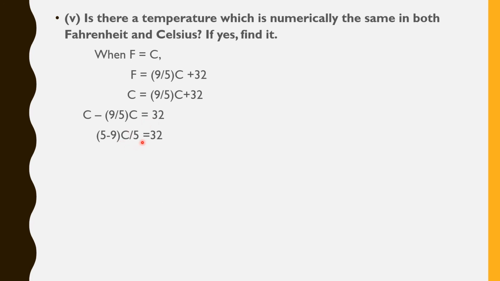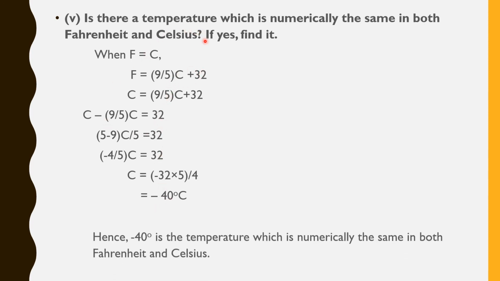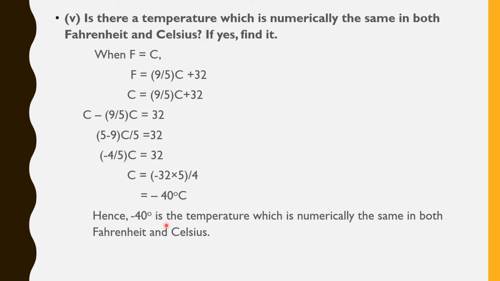Now taking 1/5 as common, I will get (5 minus 9)C divided by 5 = 32, which will give minus 4/5 C = 32. Now taking minus 4/5 to the RHS, it will become minus 5/4. So C will be equal to minus 32 into 5/4. So the value of C is minus 40 degrees Celsius. Now we had assumed that F is equal to C. So at minus 40 degrees, both the values would be the same for Fahrenheit and Celsius. Hence minus 40 degrees is the temperature which is numerically the same in both Fahrenheit and Celsius.